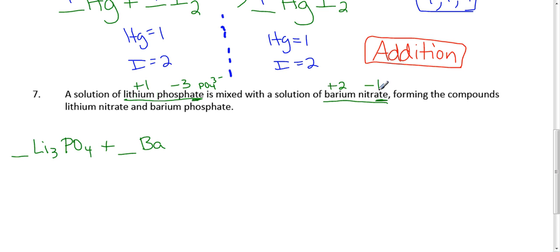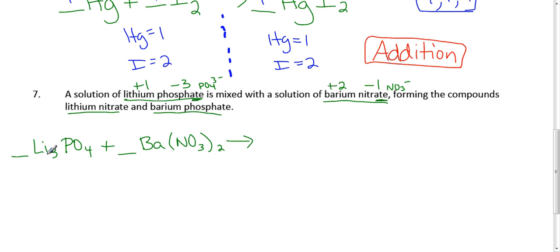And then to get our charges to balance, we need to multiply this times 2. So we'll put our NO3 in parentheses. A single nitrate was NO3 minus. And we'll put a little 2 to show that we need to multiply it by 2. And it says it will form the compounds lithium nitrate and barium phosphate.